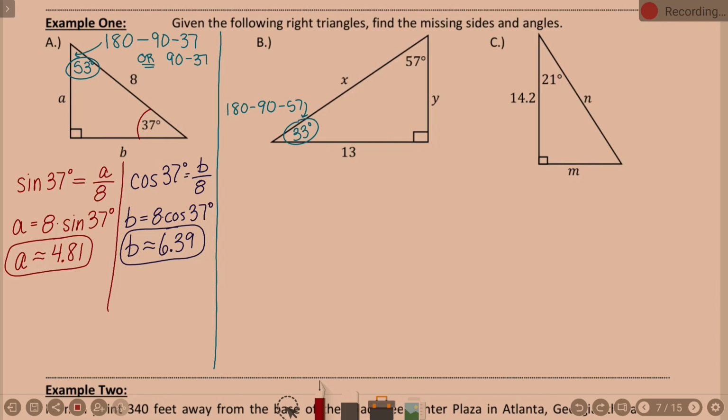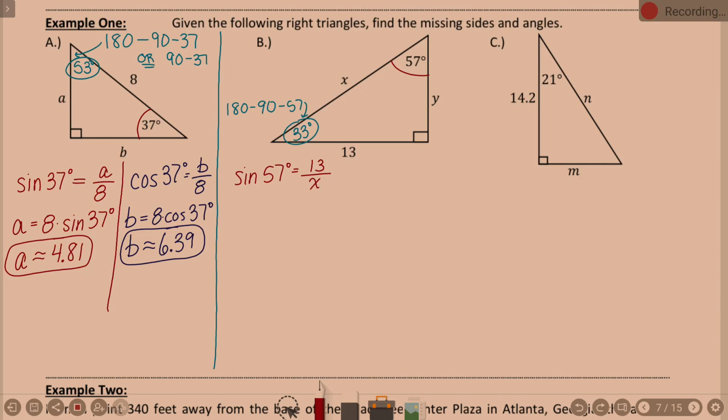Again, not that you have to use 57, I probably would just because it's the given. You're going to have to use 13, right? So from 57, 13 is opposite it, and x is the hypotenuse. Again, what trig function connects opposite and hypotenuse? Okay, so set that up as the sine of 57 degrees is equal to opposite 13 over hypotenuse x.